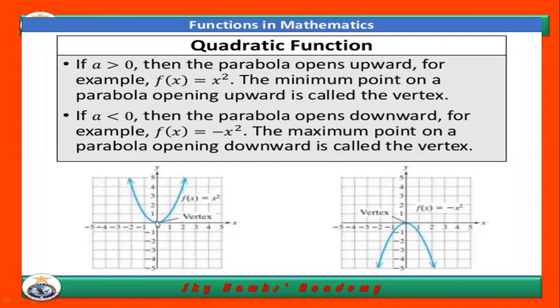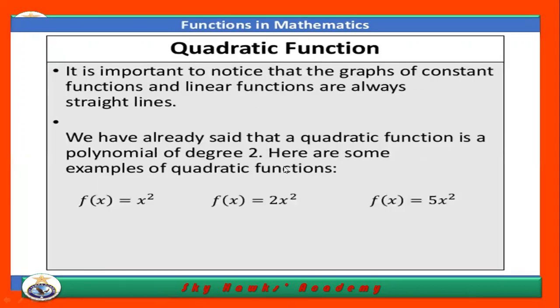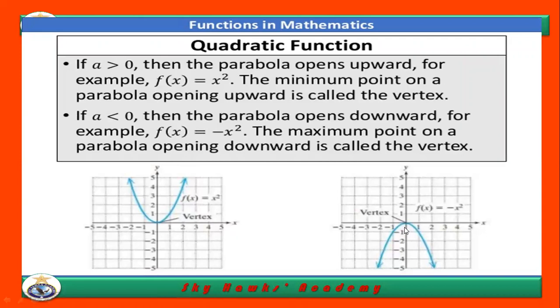If a is less than 0, the second diagram is talking about when a is negative, then the parabola opens downward. For example, f of x is minus 1 x square over here. So this negative sign is clearly showing that the leading coefficient a is negative. The maximum point on a parabola opening downward is also called the vertex. Now this is the maximum height, it is coming down, and here the vertex is this.